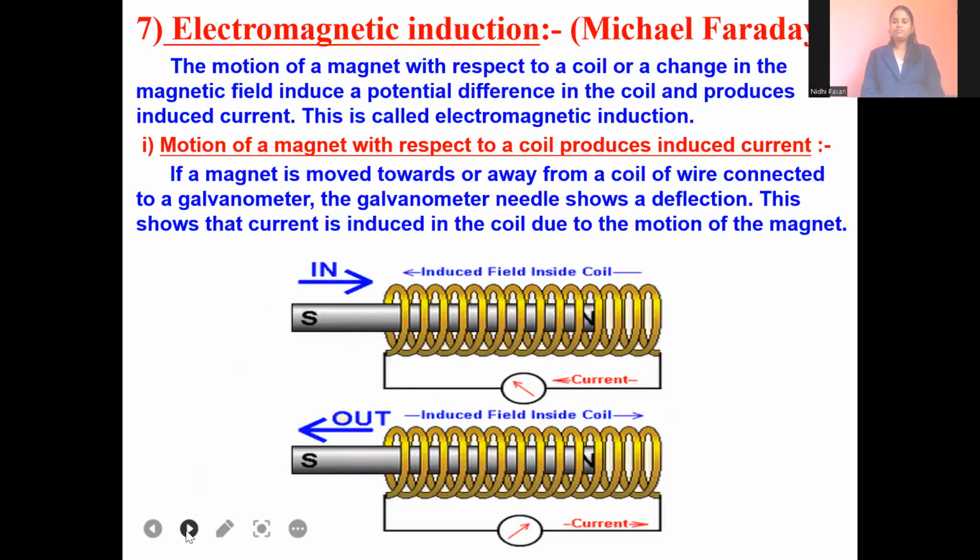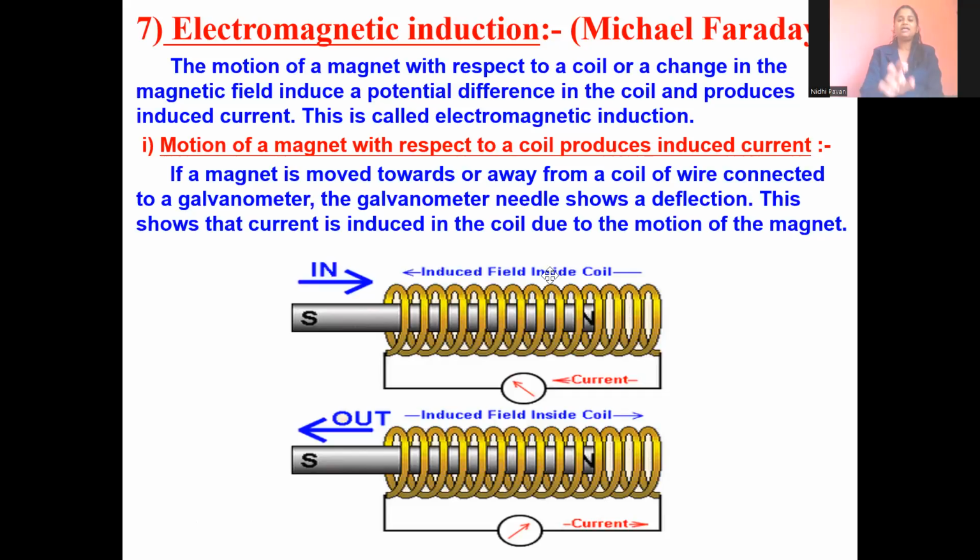As we already discussed regarding electromagnetic induction, in the magnetic effect of electric current, what we learned is that current produces the magnetic field. In electromagnetic induction, we are going to learn that a magnetic field produces electricity. This was first discovered by Michael Faraday. Motion of a magnet with respect to a coil produces induced current.